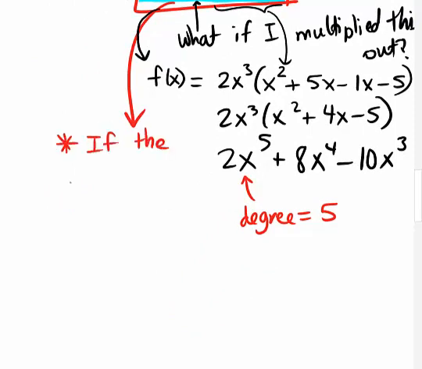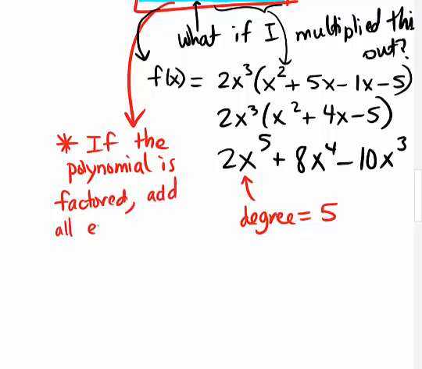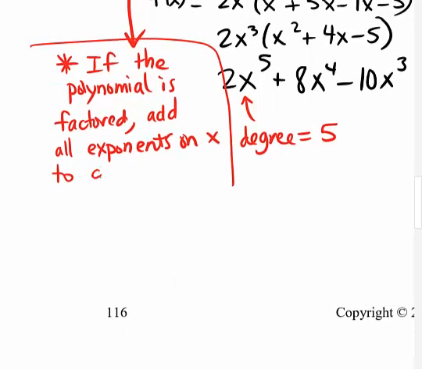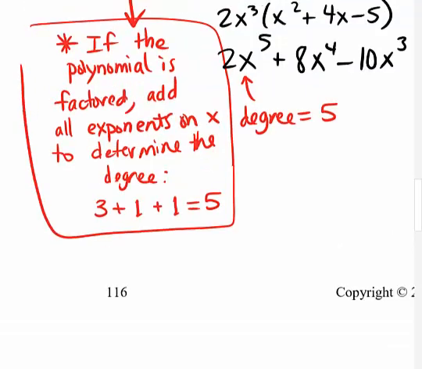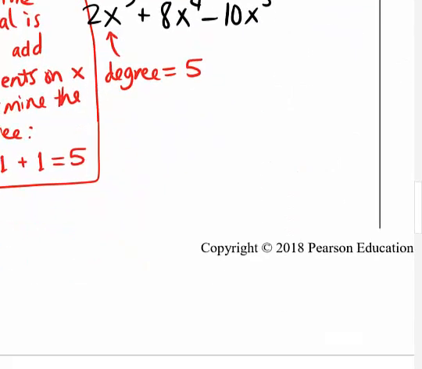So I'm going to say, if the polynomial is factored, add all exponents on x to determine the degree. And that should always work. You don't really have to multiply it out. It was a third power, plus another x that had a 1 power and a final x that also had a 1 power. That's how we would have gotten 5 if we didn't want to multiply it out. So anyway, the degree is 5.